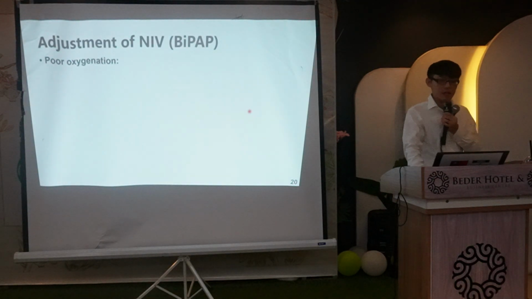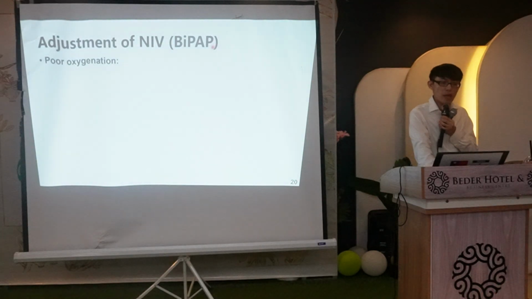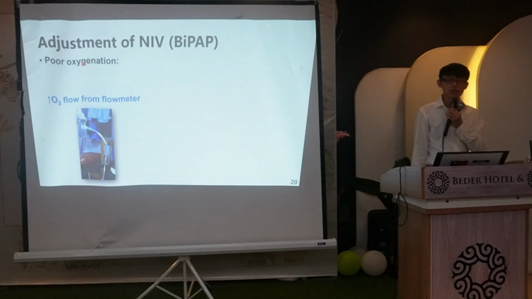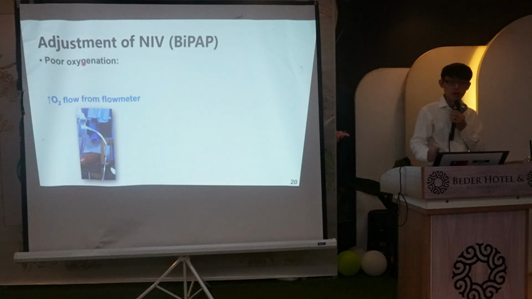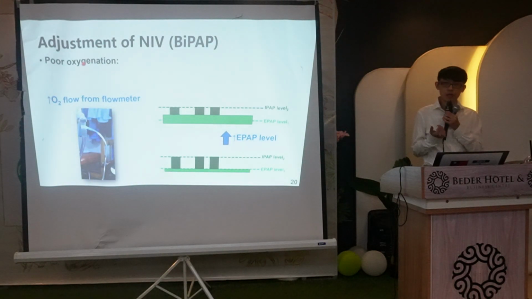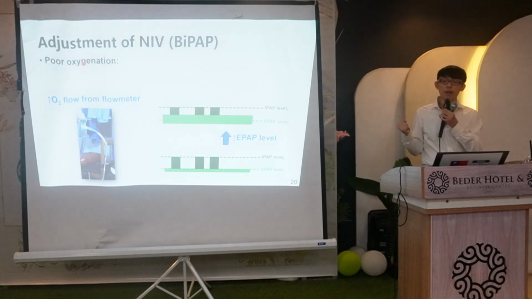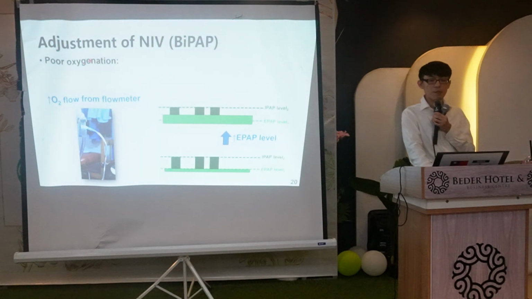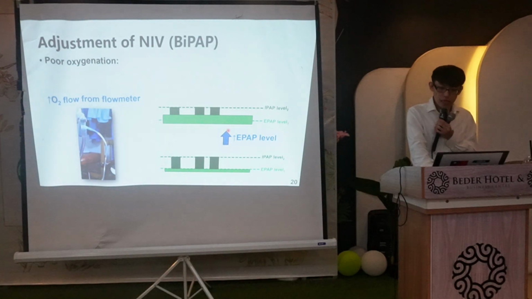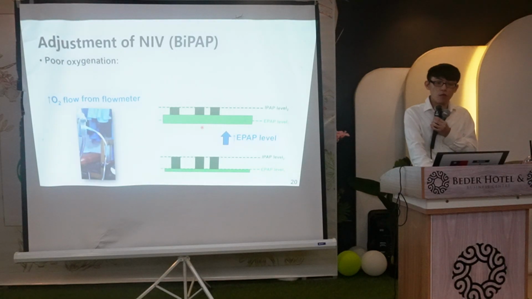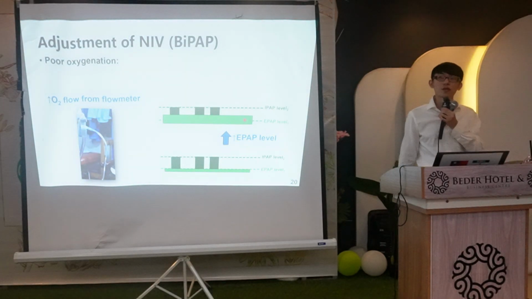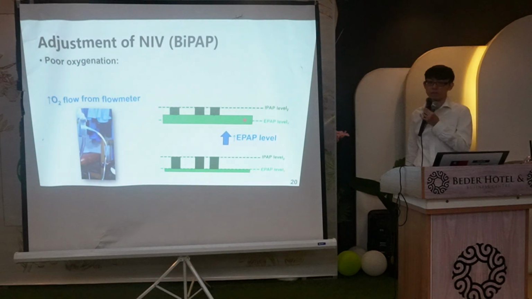If the patient uses BiPAP and has poor oxygenation, it is the same thing. The first step, you can increase oxygen flow from the flow meter. The second is the same, because I told you that EPAP is similar to the CPAP level, so you can increase the EPAP level to expand alveoli. But if you just increase the EPAP level, which problem will occur?